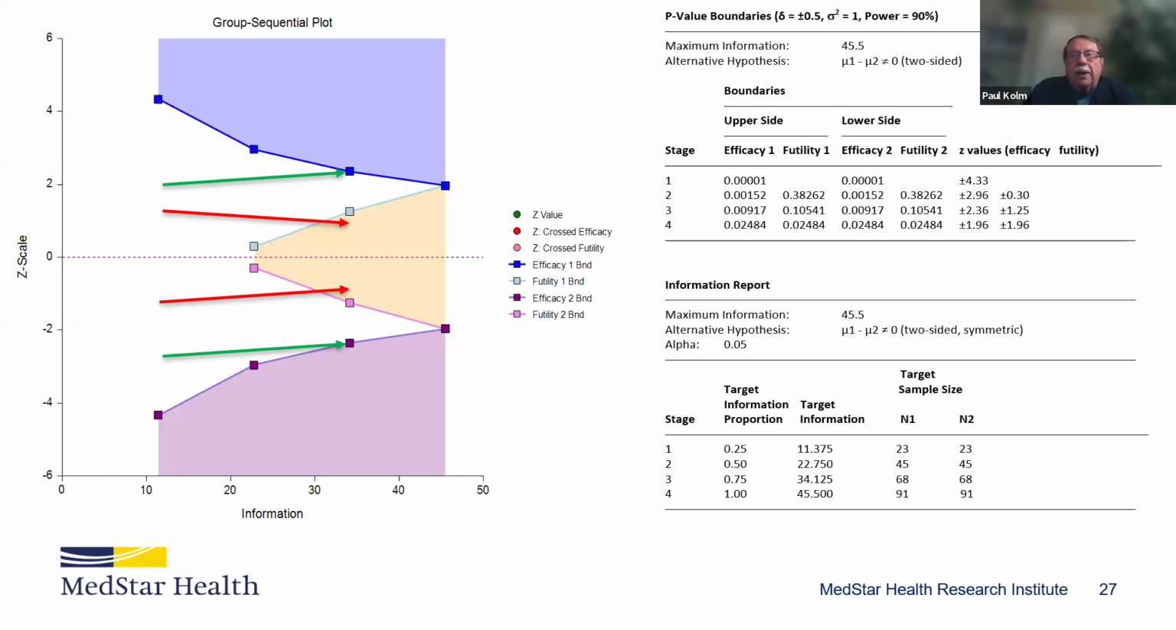One thing I want to point out here is you can see that when you do futility as well as superiority, you're going to need more patients. Here we're going to need 90, 91, whereas if we were just doing superiority, we only needed 83.